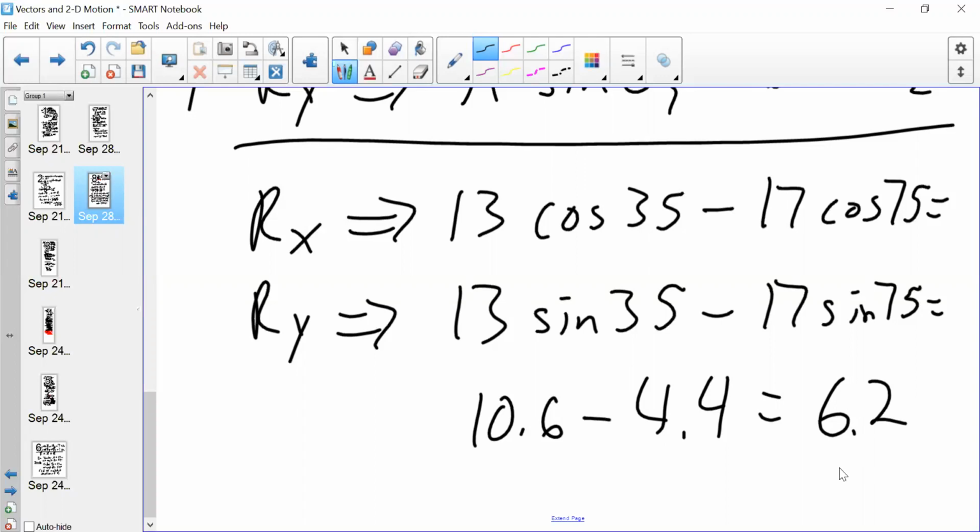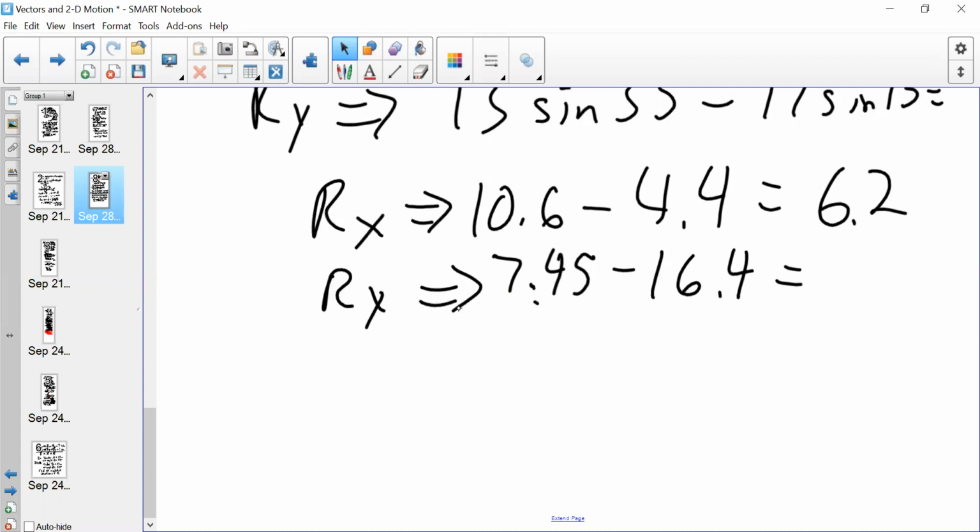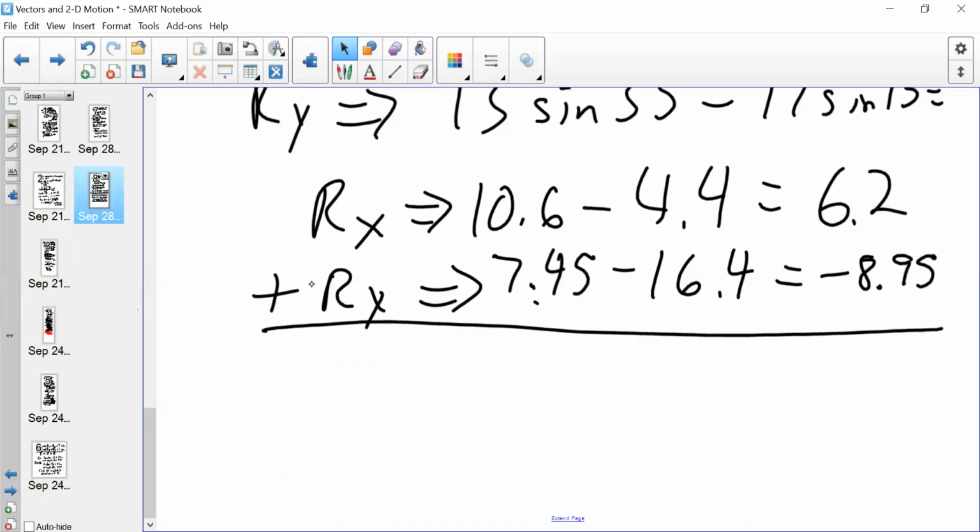Thirteen sine 35 is 7.45. And 17 sine... that's 16.4. So we have our X, our Y: minus 16.4, 8.95, and we are ready to go.